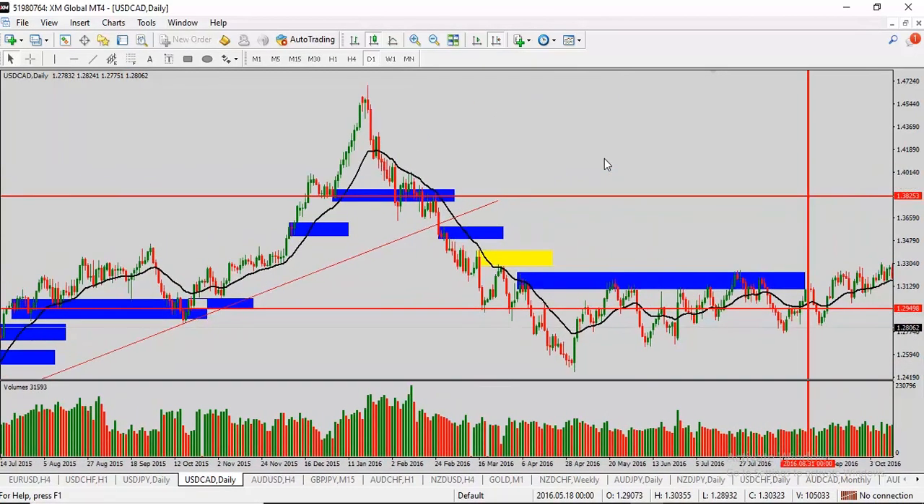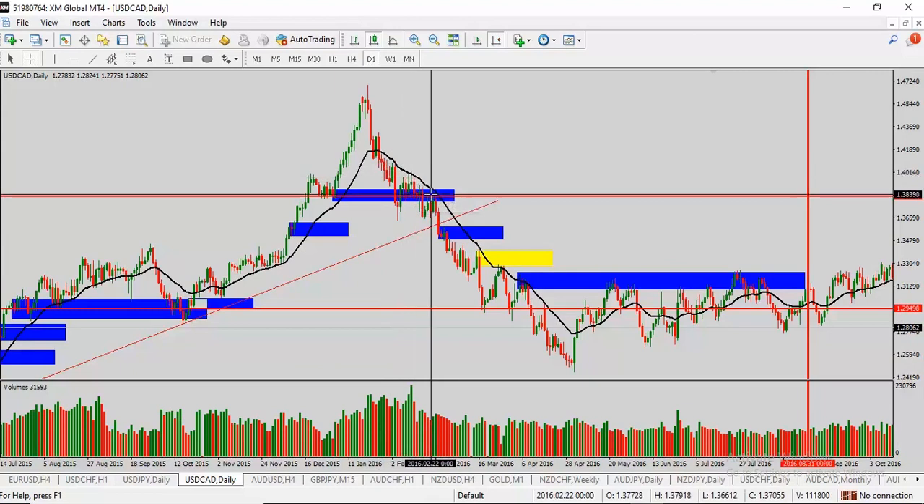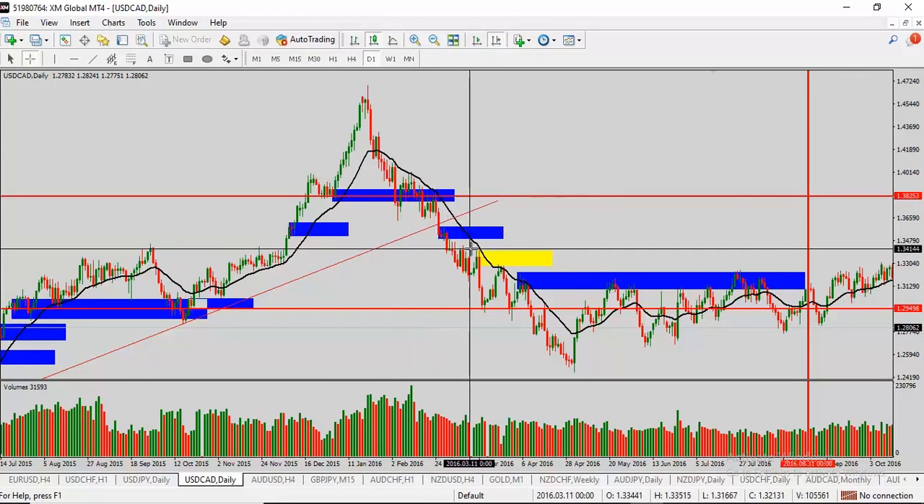Even take a look at the sell area. Take a look at the sell area. We have it being respected here. We have it being respected here. We have it being respected here. Respected here. It was respected here also. We have it here also.